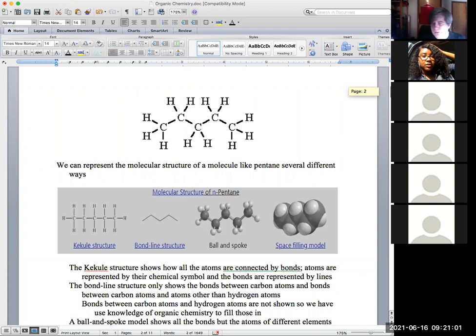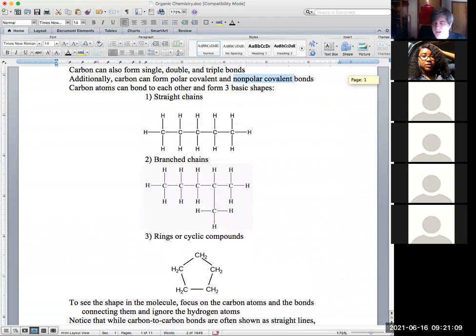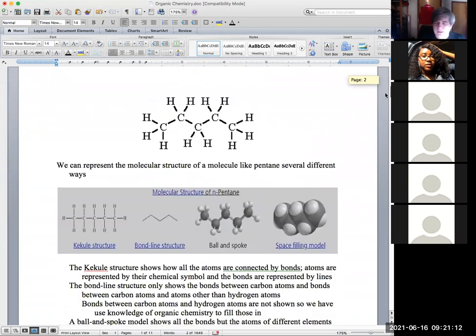So this is another reason. Notice that this came about as a result of our discussion of the different types of shapes, the straight chains, the branch chains, the rings. So these are just some different ways that we could show, in this case, a straight chain, but we could do the same thing with a branch chain or a ring.